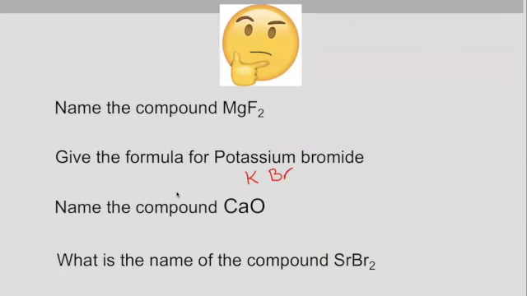strontium bromide. We don't use prefixes for ionic compounds, so don't try to say strontium dibromide. No, no. We know the charge because strontium is 2 plus, bromide is -1. When you crisscross, SrBr2.